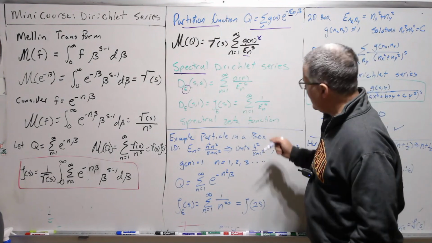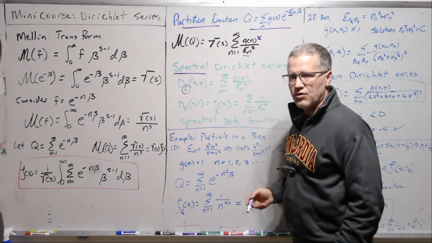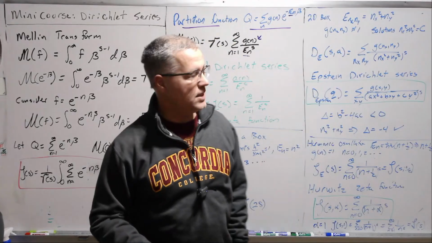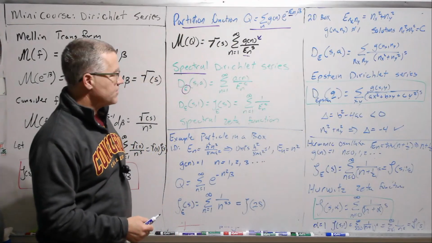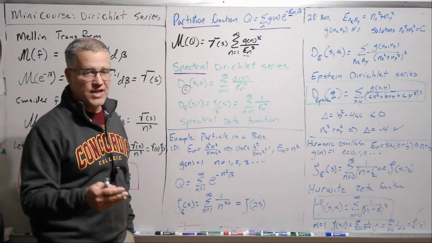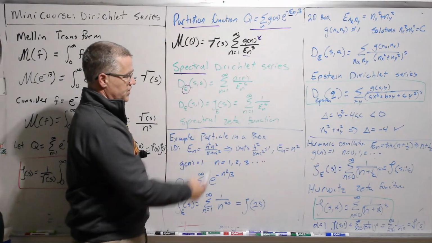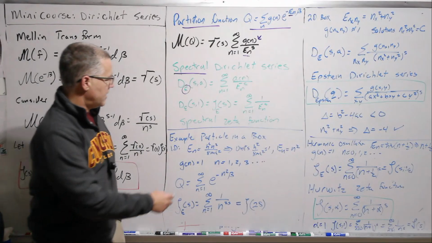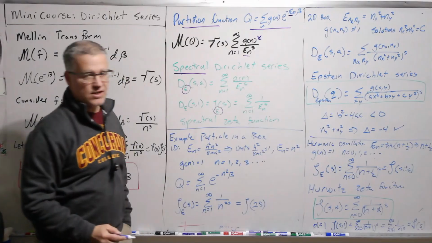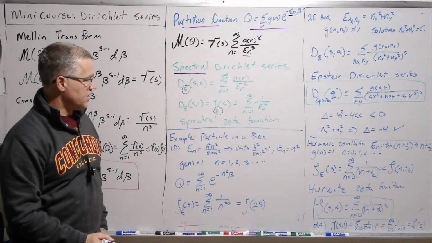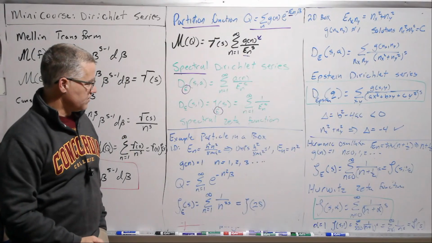Okay, well, if the coefficients are 1, then we have something that looks very similar to the zeta function. And this is called the spectral zeta function. And we'll again have this symbol e here to remind us that that is the spectral zeta function.